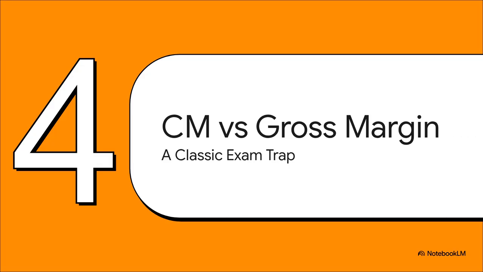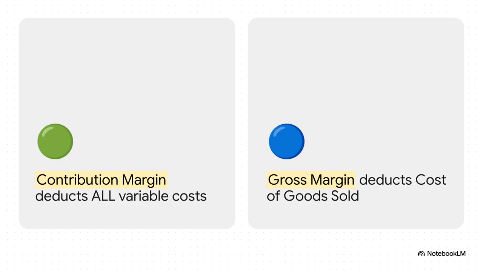Section 4, CM versus gross margin. Okay, pay super close attention here, because examiners absolutely love to blur the lines between contribution margin and gross margin. It's a classic trap to test your analytical mastery. The fundamental difference is all about what specific costs are deducted from revenues. Contribution margin subtracts all variable costs, right? Whether they're manufacturing, selling, or administrative. Traditional gross margin, on the other hand, just subtracts the cost of goods sold.